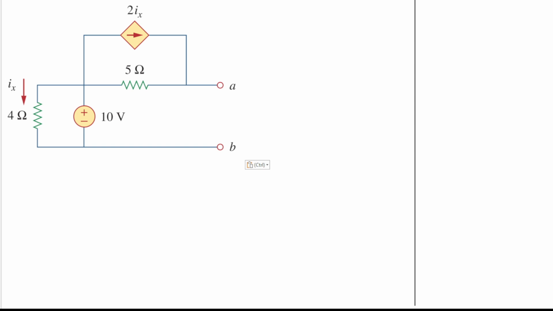Hello, in this video, I will explain how to find the Norton equivalent to the left of the terminal AB. We need to find two things. The first one is the Norton current, or in the notation, IN. The second one is the Norton resistance, RN. Finding RN will be a little bit tricky because we have a dependent source here.